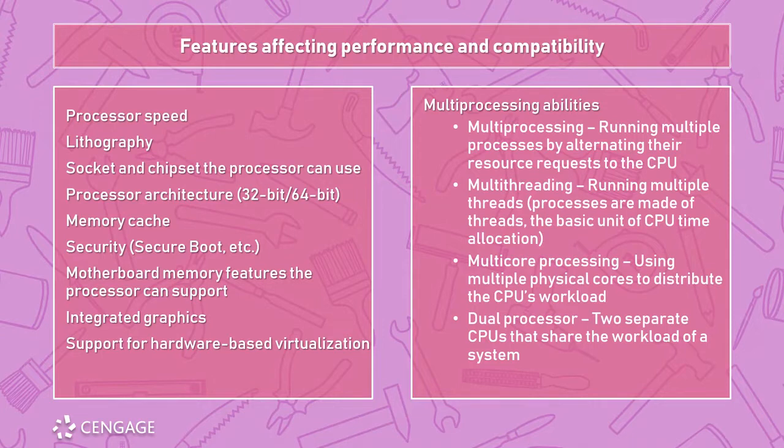Socket and chipset. So the socket is the physical interface, and then the chipset is the controlling circuitry that helps to regulate connectivity to the processor. The processor's architecture, does it handle 32-bit or 64-bit instructions? The memory cache, how do we allocate instructions into the CPU? We have these little short-term memory storage units. Security features such as secure boot, other memory features the processor can support such as RAM channeling, integrated graphics, which is a big thing for AMD, has become a little bit more prominent for Intel in recent years, though of course their focus tends to be on just saying, hey, if you want a dedicated GPU, you can go buy one. And then support for hardware-based virtualization.